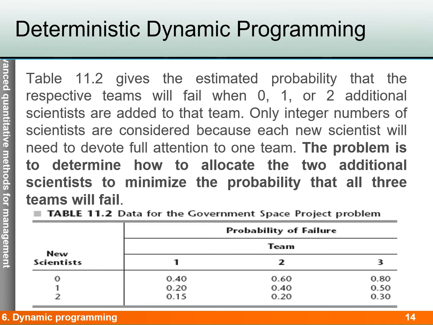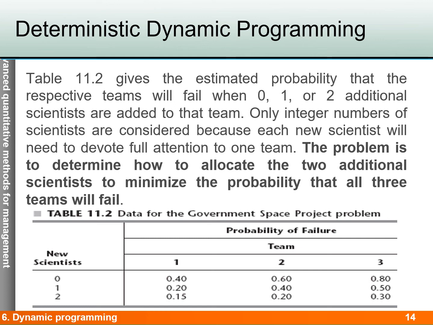This table 11.2 gives the estimated probability that the respective teams will fail when 0, 1, or 2 additional scientists are added to that team. Only integer numbers of scientists are considered because each new scientist will need to devote full attention to one team, okay? Like the previous one, we just allocate this scientist to one team because fully is devoted to that team, okay?